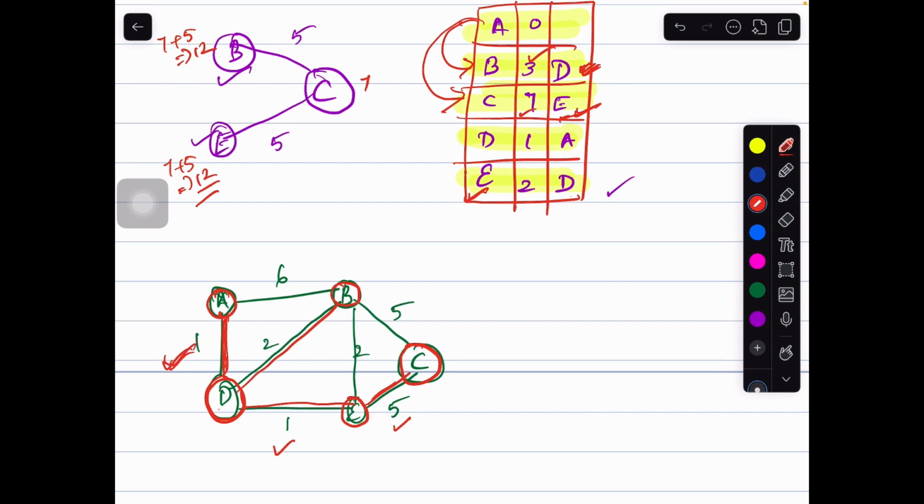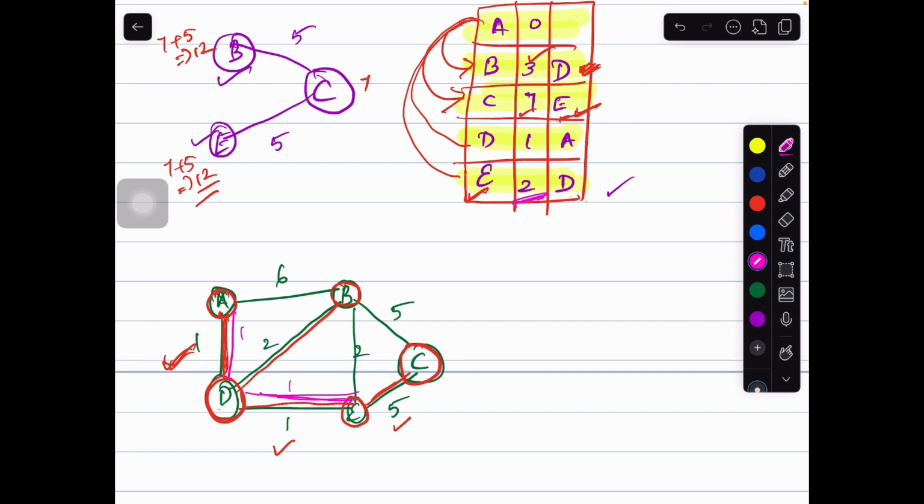Now from A to E, if you have to travel through D. So how do you travel A to E? You have to travel through D. So it is 1 plus 1. The value is 2. So this is how you can verify that the shortest distance to travel from the node A to various other vertices of the graph is correct or not.